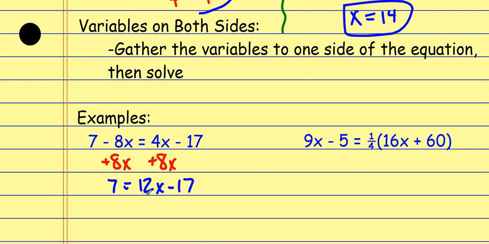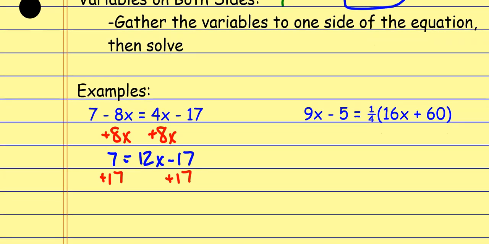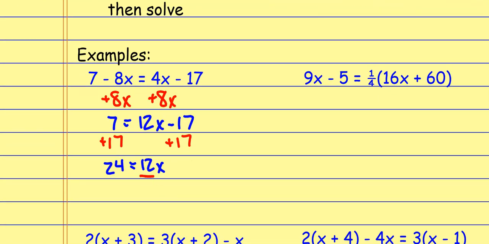Now, because I'm solving for x, it's 12 times x minus 17. I want to solve for x, so I want to undo the operations that are over here with x. So I want to undo subtracting the 17 by adding 17. Let's see, that's a 24. And now I undo multiplying by 12 by dividing by 12. So I get x equals 2.